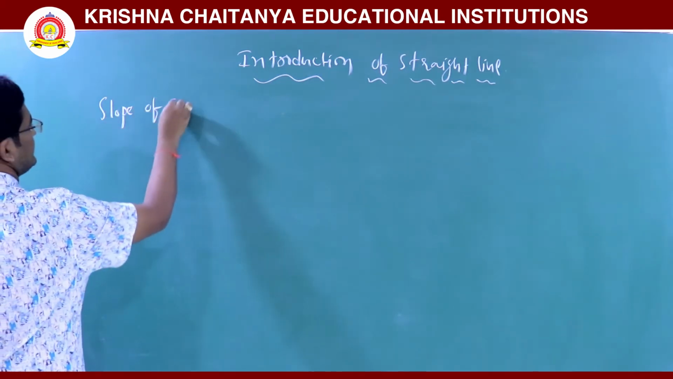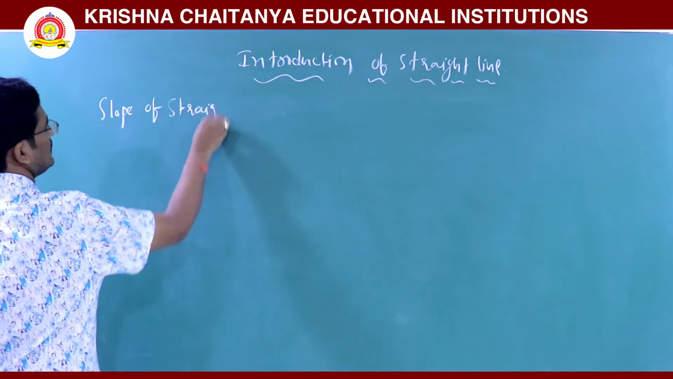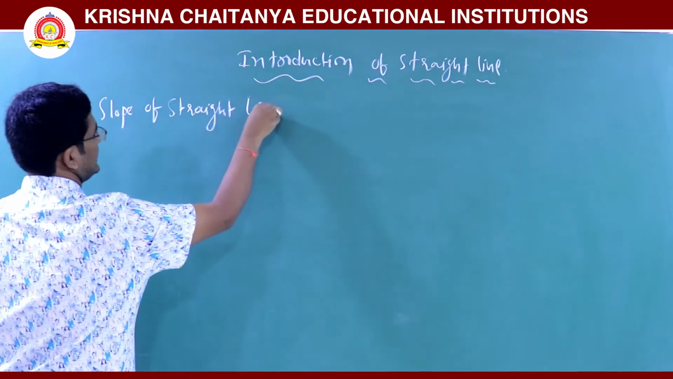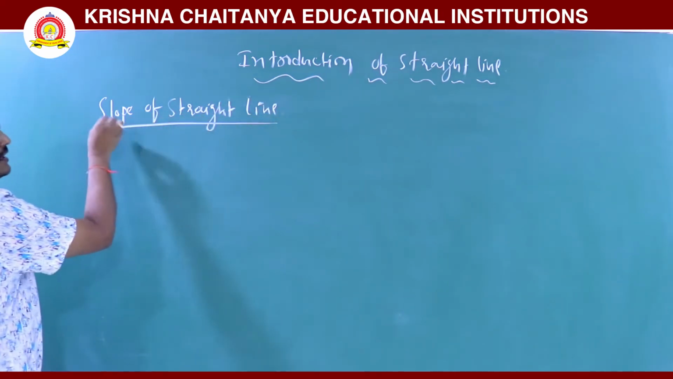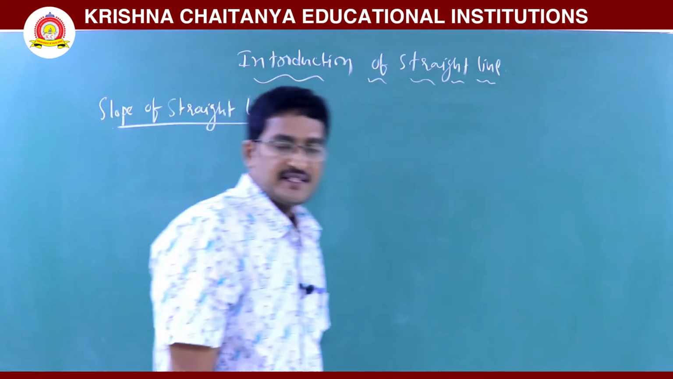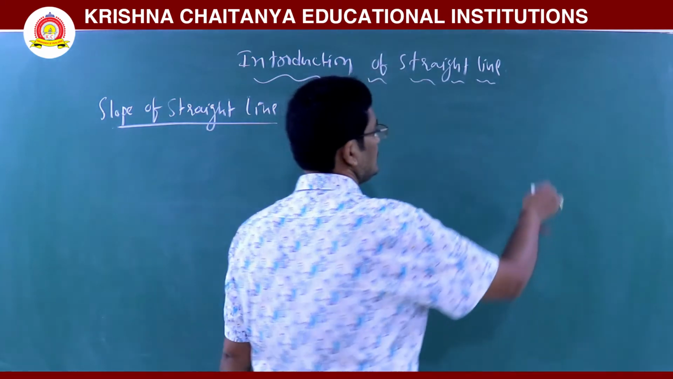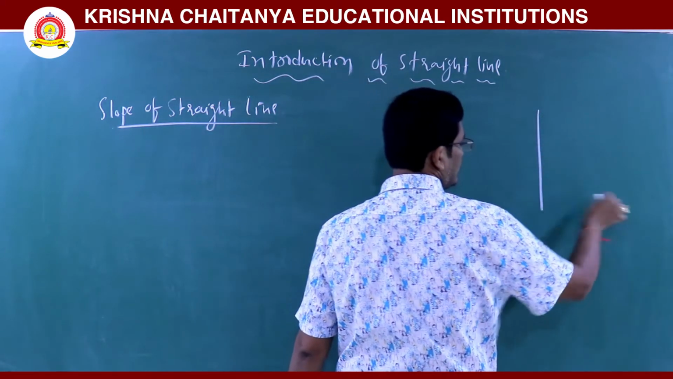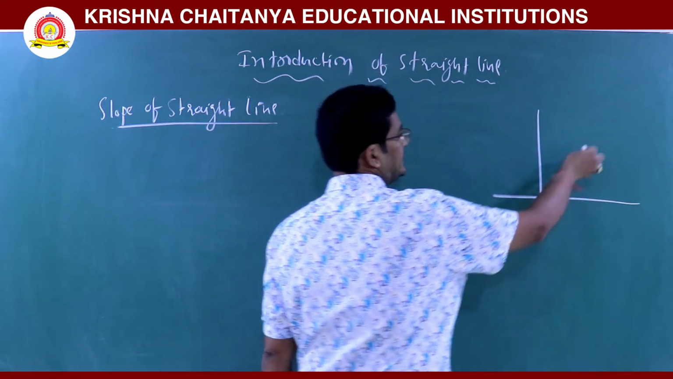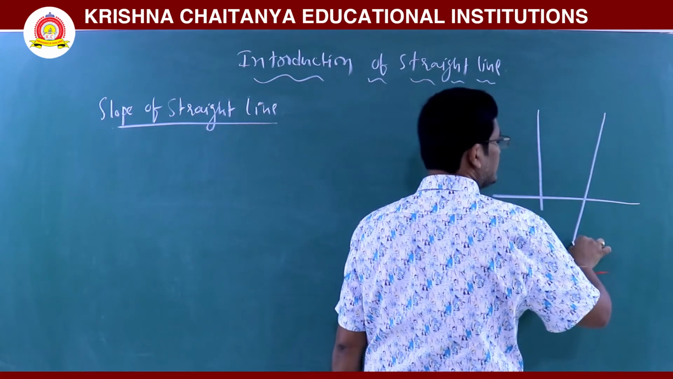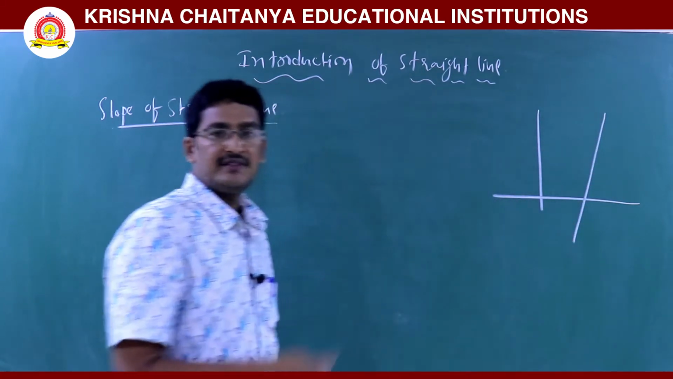Slope of a straight line. So, what is the definition of slope of the straight line is the question now. This is our coordinate system. This is the line. Suppose the inclination of that line is theta.